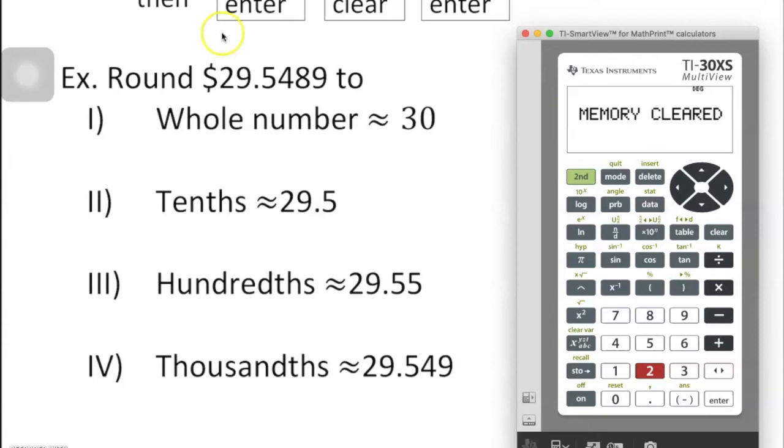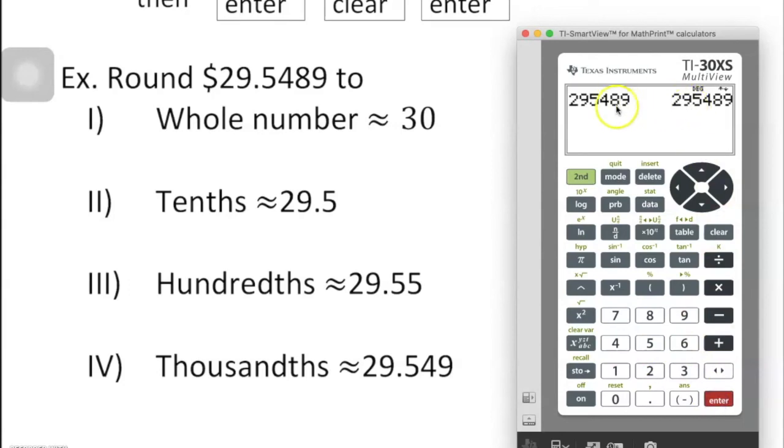Okay, now I'm going to type this in: 295,489. Enter. Of course, sorry, I didn't put the decimal place, so I must go back and put it in again. So clear. 29.5489. Enter. Notice that it's returned the same thing. It doesn't do anything. It's just the same thing. Why? Because I didn't ask it to round up for me.